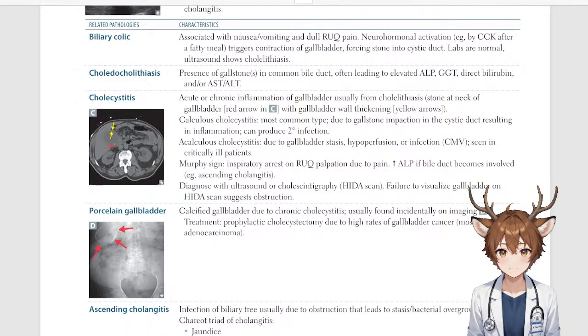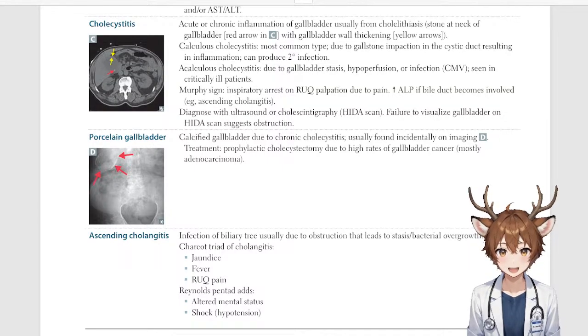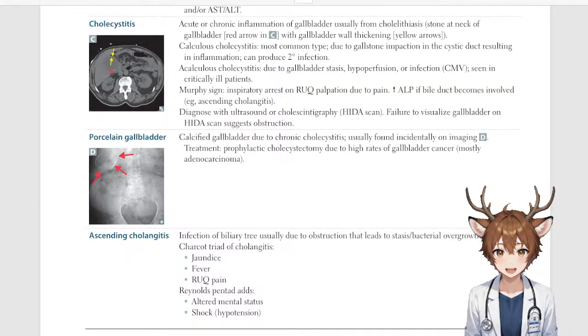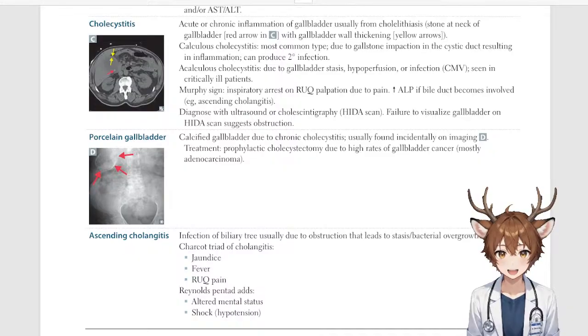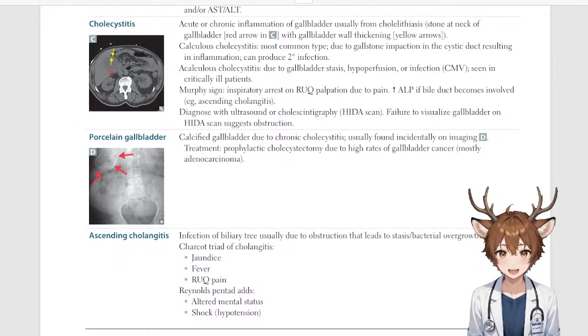What about porcelain gallbladder? Porcelain gallbladder right here. Calcified gallbladder due to chronic cholecystitis, usually found incidentally on imaging, as you can see in the picture D right there. Treatment would be prophylactic cholecystectomy, generally recommended due to an increased risk of gallbladder cancer, mostly adenocarcinoma.